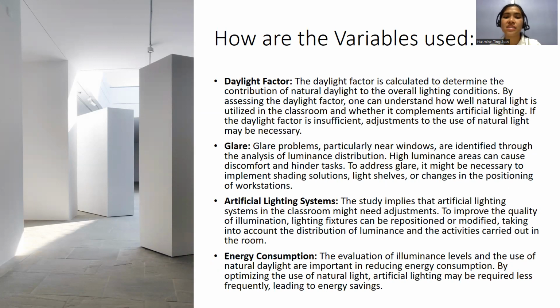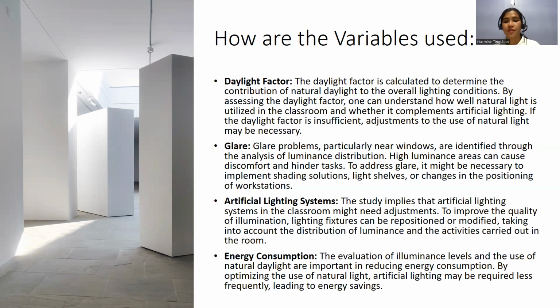Artificial lighting systems. The study implies that artificial lighting systems in the classroom might need adjustments. To improve the quality of illumination, lighting fixtures can be repositioned or modified, taking into account the distribution of luminance and the activities carried out in the room.